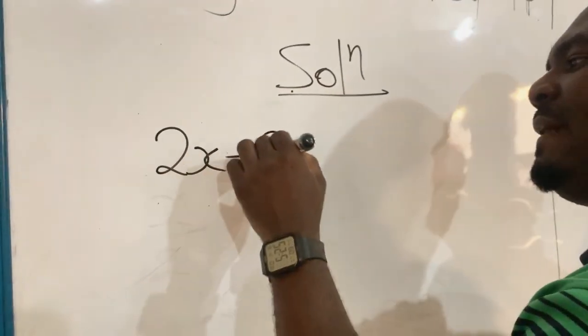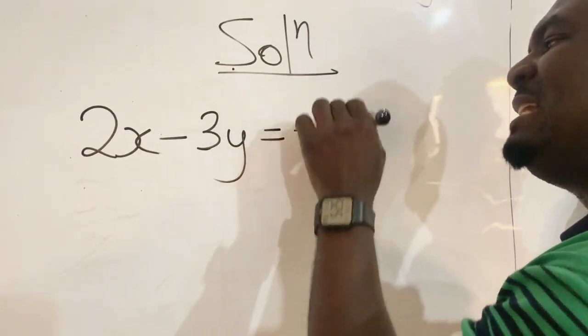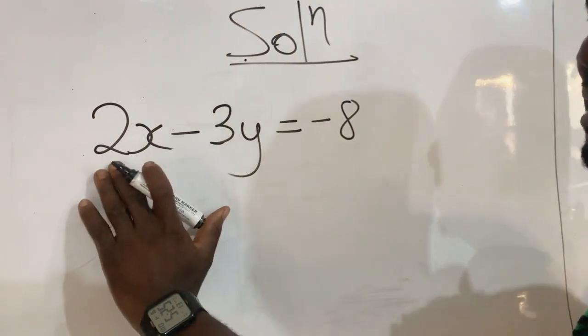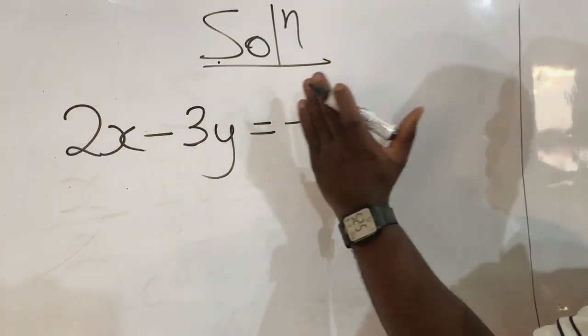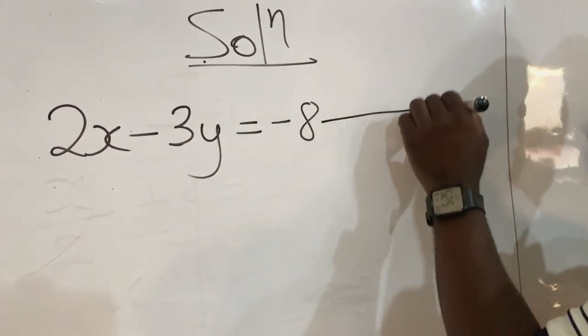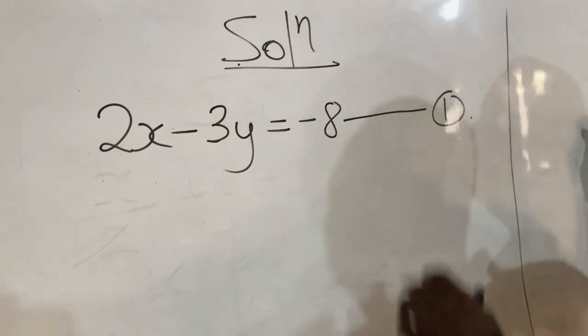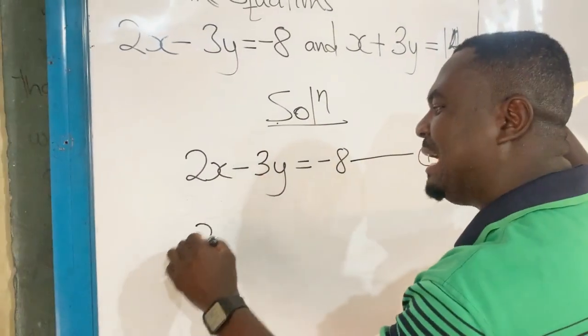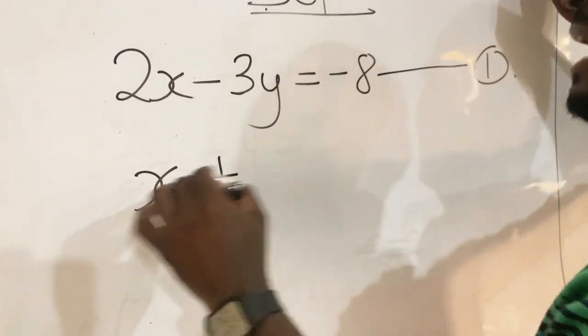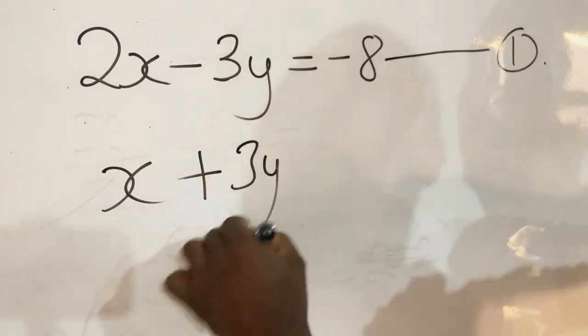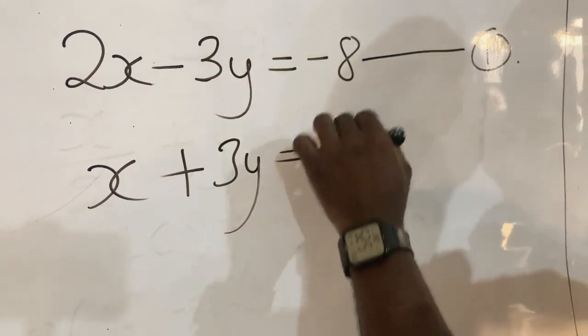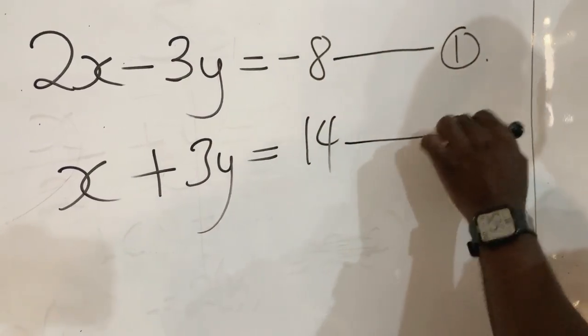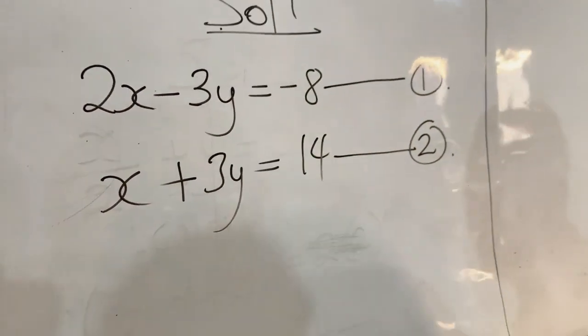2x minus 3y equal to -8. Because the variable is on one side and the constant is on the other side of the equation, I have the right to call this equation 1. And the second equation, which is x plus 3y equal to 14, as equation 2. Watch here.